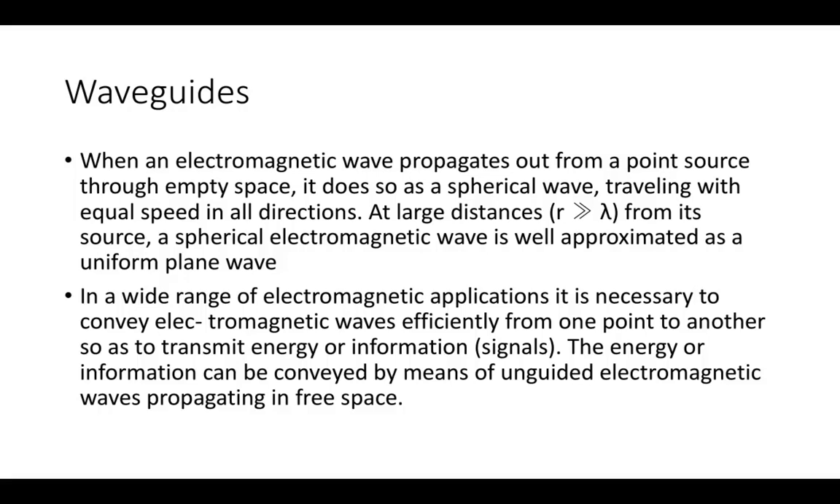So, when an electromagnetic wave propagates out, and if we get far enough away from sources, they all look like point sources. So, we can consider that it's a point source or a point antenna that's actually generating the electromagnetic wave. And when it leaves that source, it does so as a spherical wave. It travels with equal velocity in all directions when it's in free space.